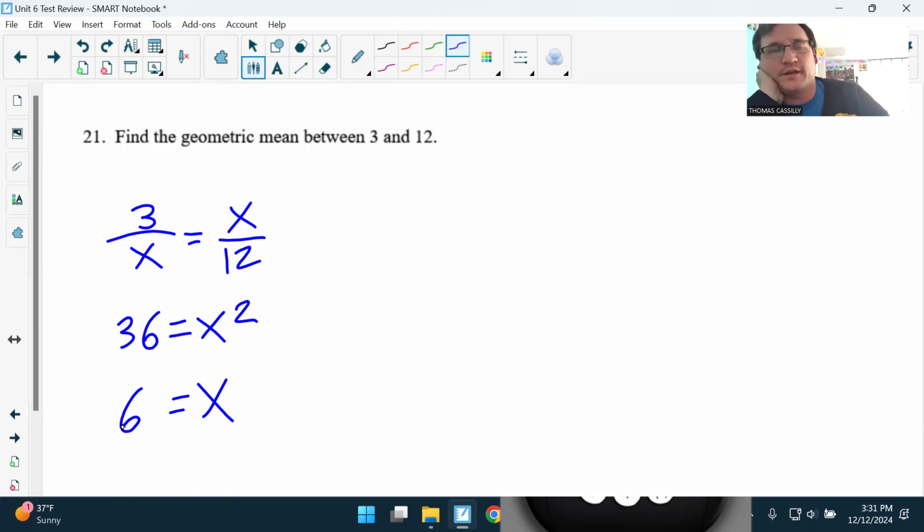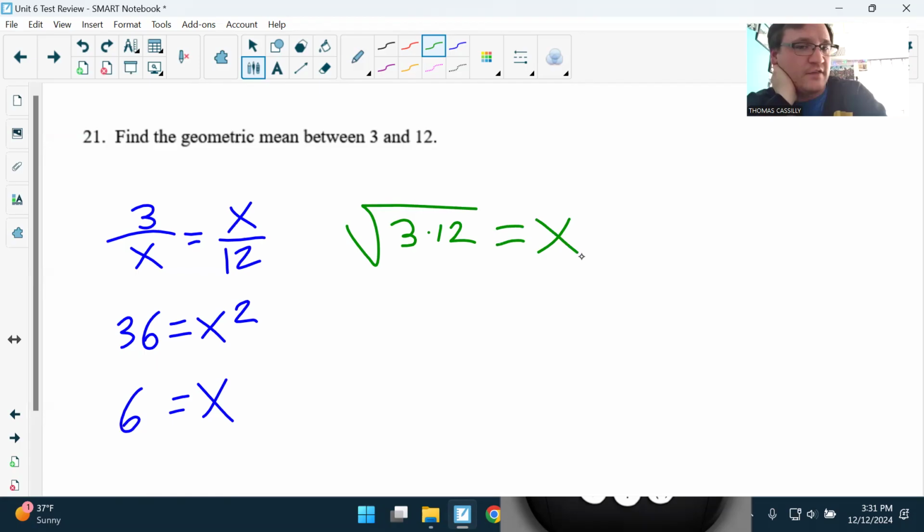Effectively, essentially, I guess what we're doing is you're multiplying the 2 numbers together and you're taking the square root. So we're saying 3 times 12, you take the square root of that, that's going to be equal to x. 3 times 12 is 36. Square root of 36 is 6.